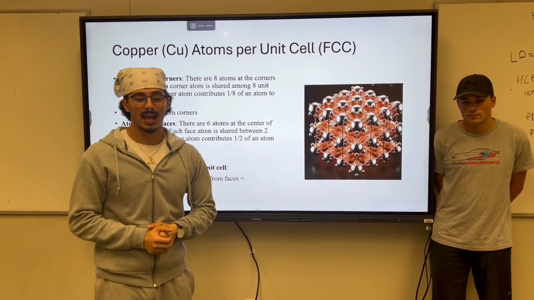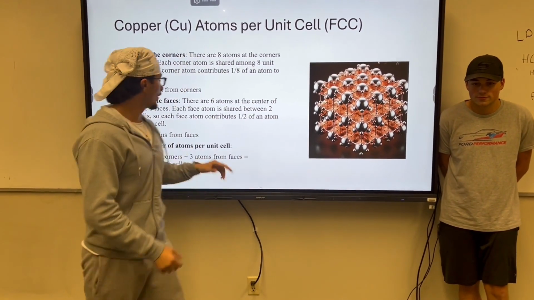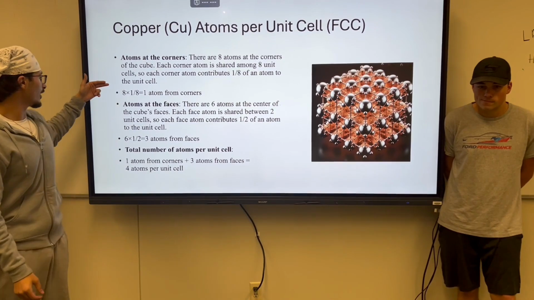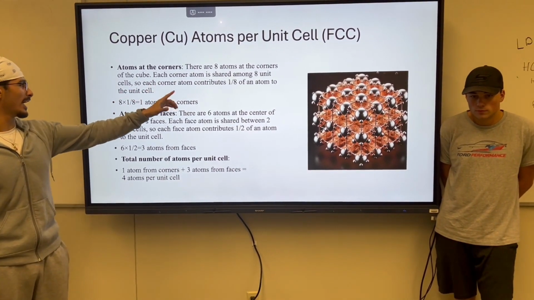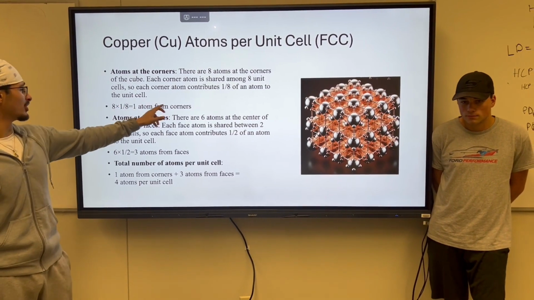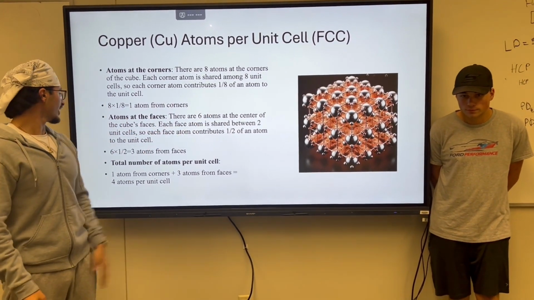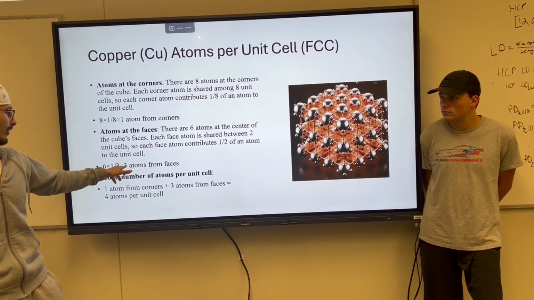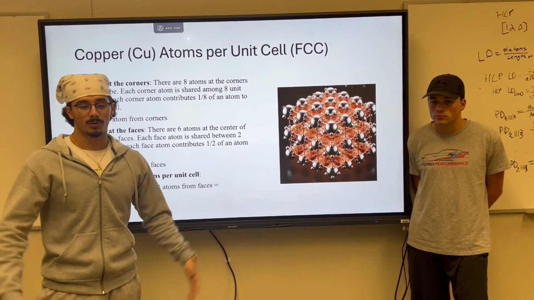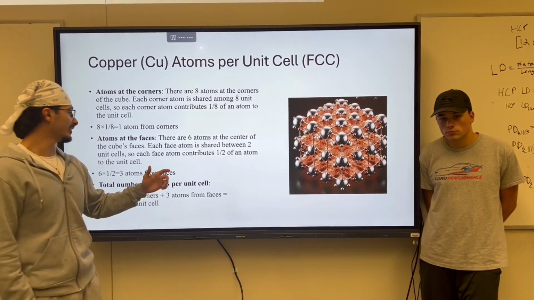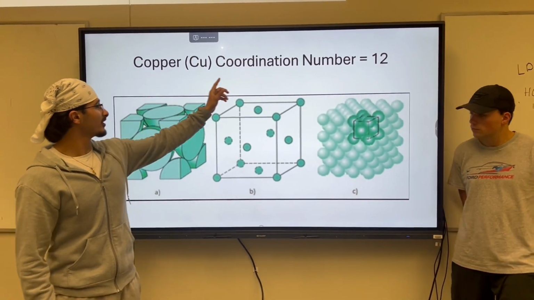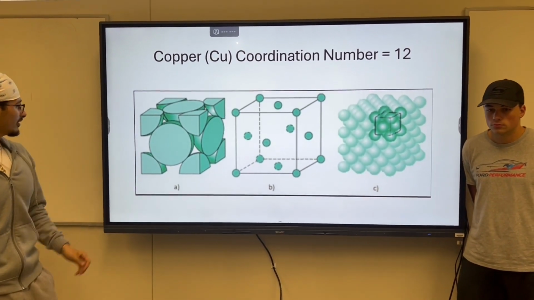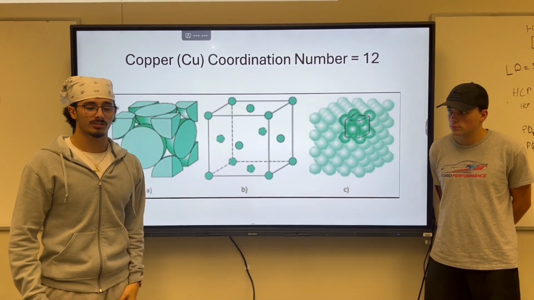Okay, so determining atoms per unit cell for FCC. Your grand total is going to be 4 atoms. But to get that, first off, you have your 8 atoms times 1/8 of an atom to the unit cell. There are 6 atoms at the center of the cube's faces. Each one is shared between 2. So that's where you get your 6 times a half, equal to 3. And then when you add them up at the end, 1 plus 3 is your 4 atoms per unit cell for FCC structures. The coordination number for that is 12, which you can see from these images. FCC basic structures here.